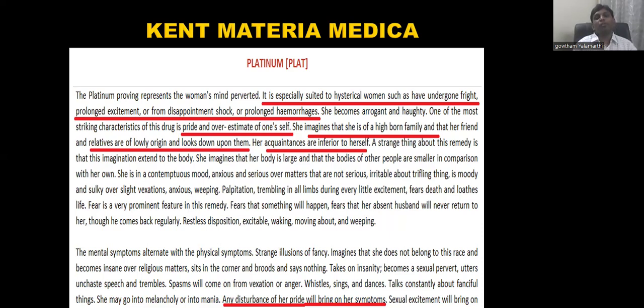Fear is a very prominent feature in this remedy. Fear that something will happen. Fear that her absent husband will never return to her, though he comes back regularly. Usually the husband comes home regularly, but she fears that he may not come back. Restless disposition, excitable, waking, moving about and weeping.